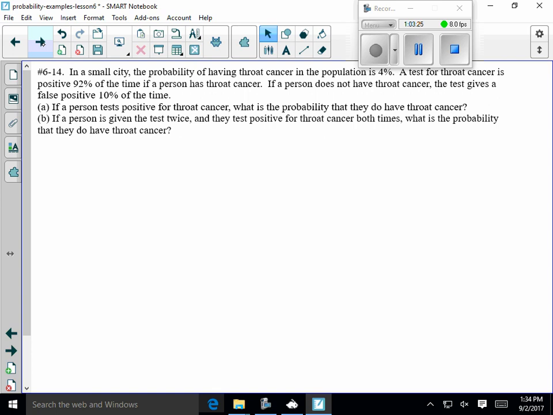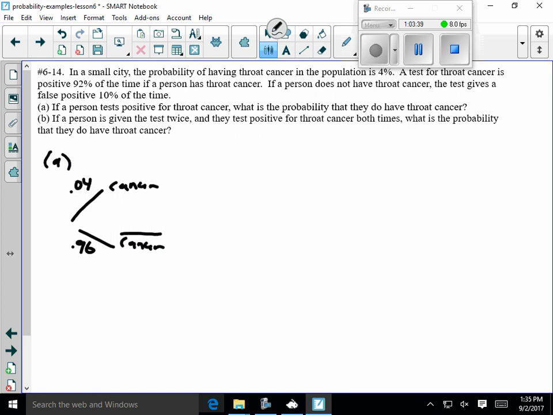All right, I think this one definitely is going to require that we use a tree. Let's see, we could either have this throat cancer, or a person could not have the cancer. And the probability of having this cancer is 4% of the population, so 96% of the people don't. Wow, this is a really virulent cancer if 4% of the people have it.